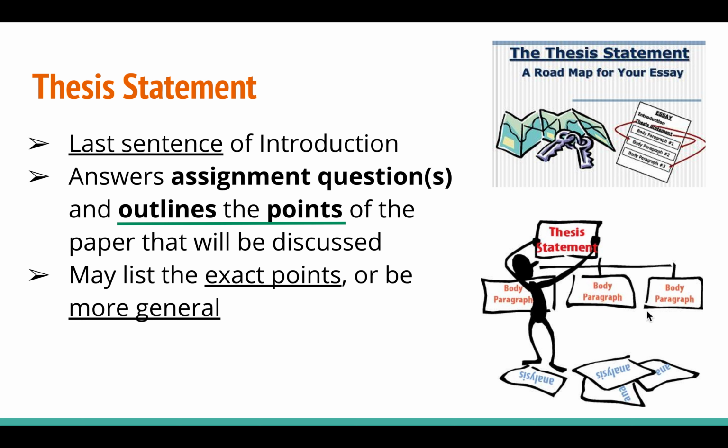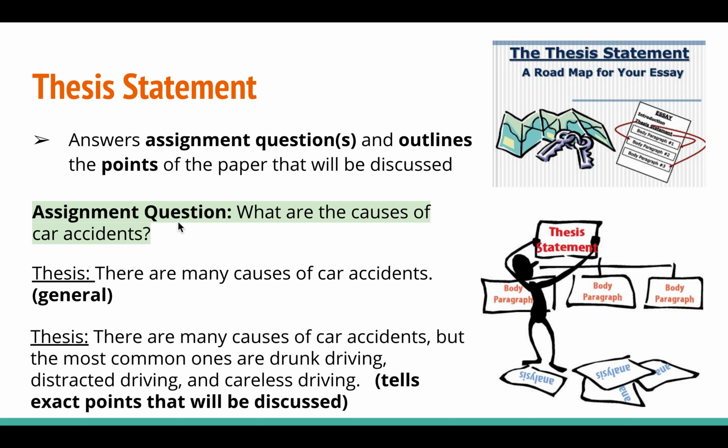You can say what each body paragraph will be about, or you can keep it general. Let's look at an example. Here I have the assignment question: what are the causes of car accidents? A general thesis statement would be, there are many causes of car accidents, right? Here, I don't know the exact causes. I don't know the 3 body paragraphs, but I do know that the body paragraphs will talk about a cause of car accidents. If I want to tell the exact points that will be discussed, I could make a more specific one like this. Here's another thesis statement for the same essay.